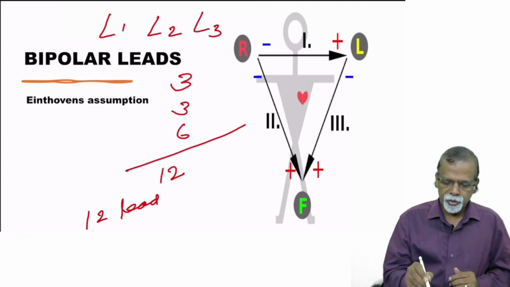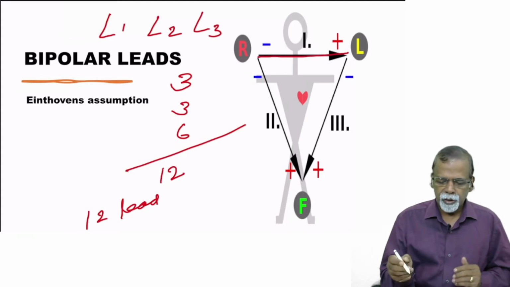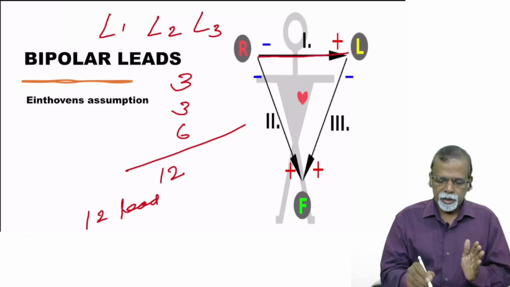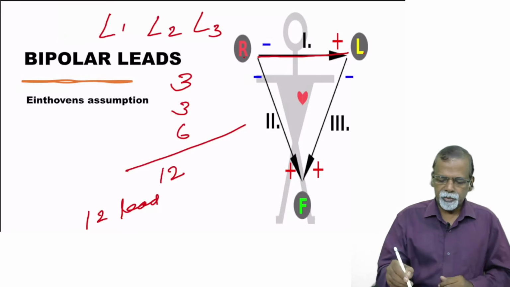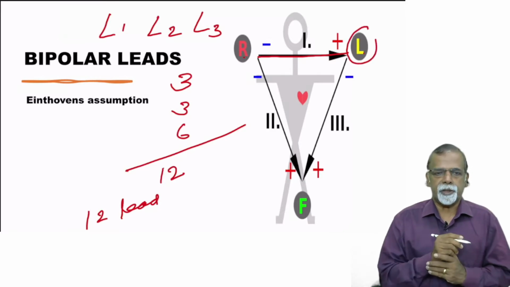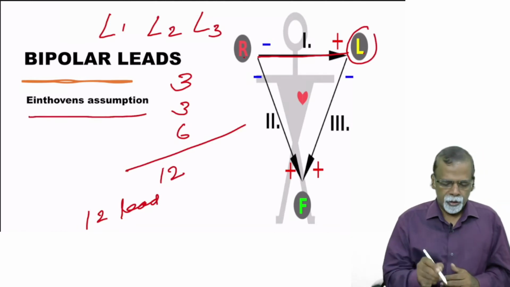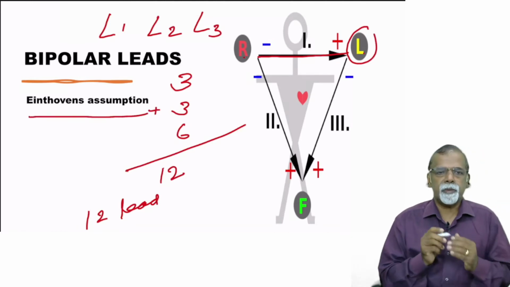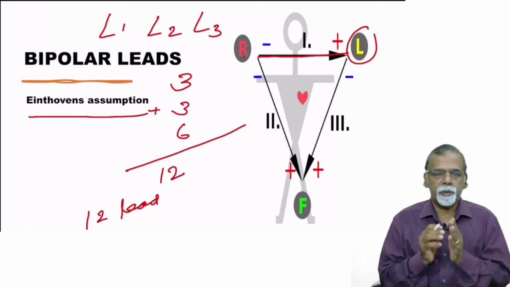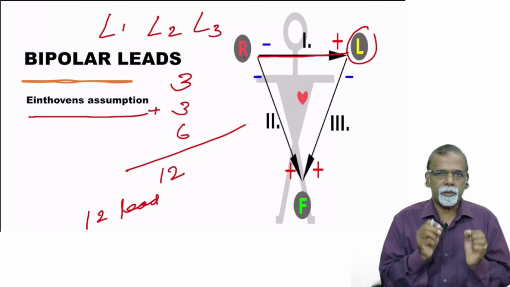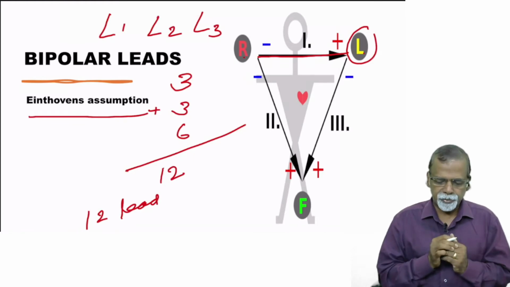Lead 1 is the potential difference between the right arm and left arm with the positive pole on the left side. So if you draw, you can draw like this, and you can put a mark like this. I encourage all of you to take a bit of paper and draw this line.